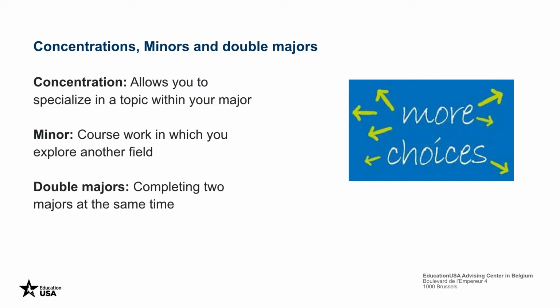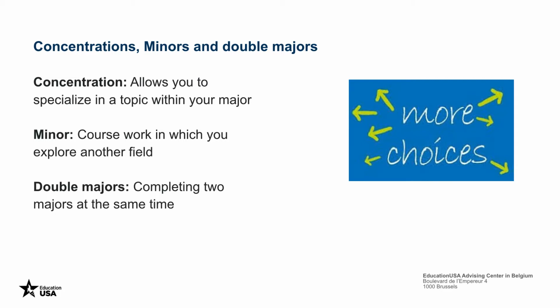Another option is to add a minor, a coursework in which you explore another field, but not as much as your major. A minor can complement your major. For instance, a major in international relations and a minor in French studies. A minor can also be in another topic, such as computer science and creative writing.